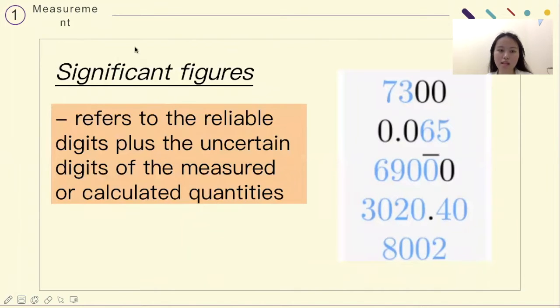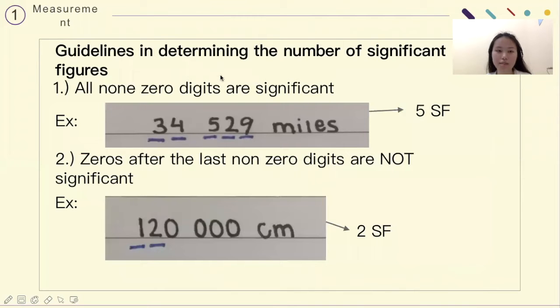Significant figures. Significant figures refers to the reliable digits plus the uncertain digits of the measured or calculated quantities. And here are some guidelines in determining the number of significant figures. Number 1. All non-zero digits are significant. For example, 34,529 miles. 3, 4, 5, 2, and 9 here are all significant numbers. So there are a total of 5 significant figures for this example.